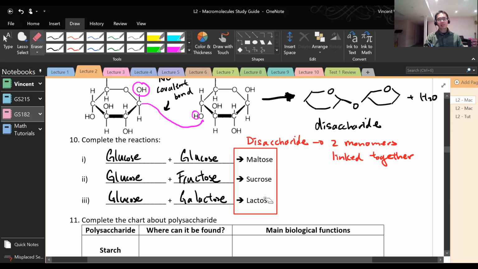It's easy to remember because there's lactose. Okay, so these are monomers. If you link them together, you will get the disaccharides. And of course, each one of these would be plus water, plus water, plus water.